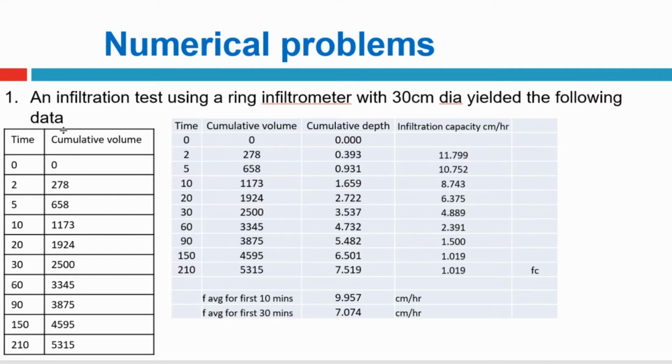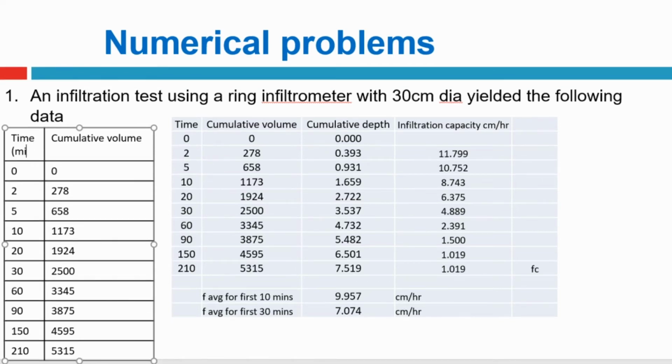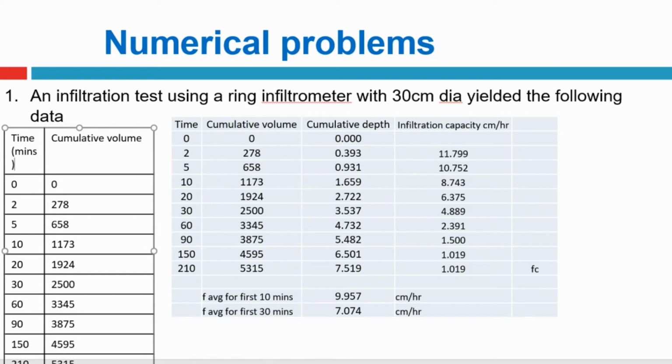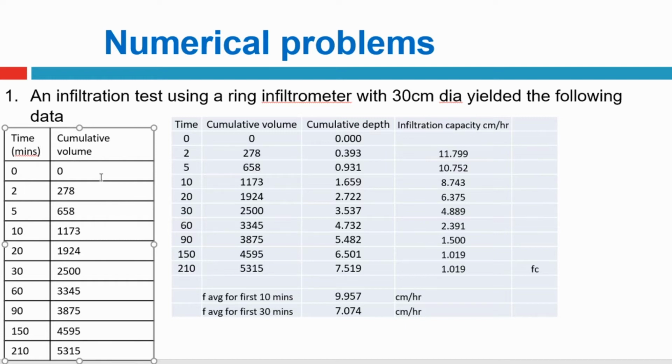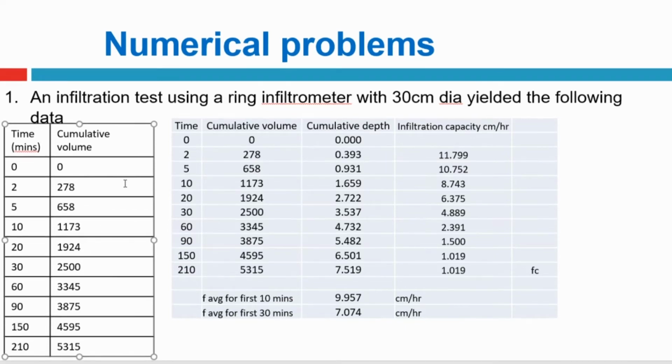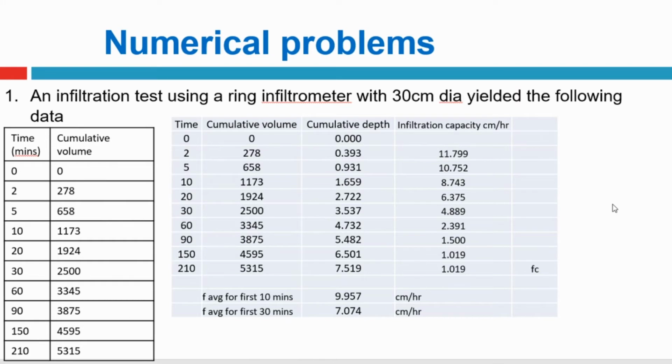This is the time which is given to you. This is the cumulative volume of water which is penetrating into the soil, infiltrating into the soil. At time t equals 0, the value of infiltration is 0. At time equals 2, which is given in terms of minutes, just write this. So the time is in minutes, and we have the cumulative volume also, how much volume of water is being collected or infiltrated. So these are the values I have.